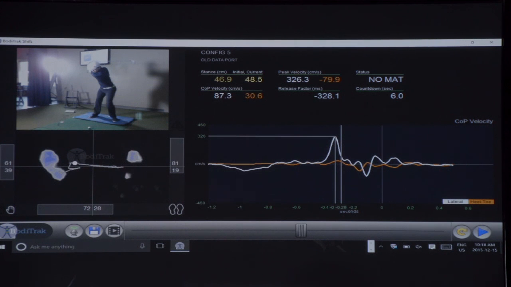I won't get too much into detail here. You'll see that at some of our seminars. But this is the beginning of using pressure to understand how to fit shafts correctly.